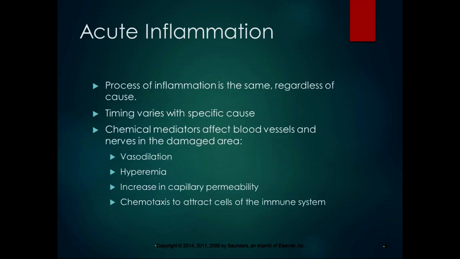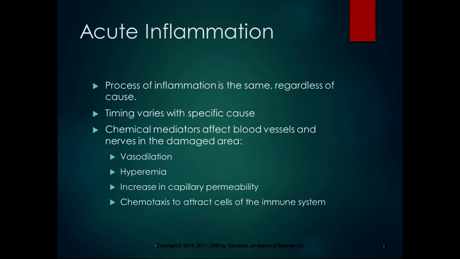So the process of inflammation is the same regardless of the cause, but the timing varies with the specific cause. Chemical mediators affect blood vessels and nerves in the damaged areas, and that gives you vasodilation, hyperemia, which means more blood in the area, an increase in capillary permeability, so those neutrophils and macrophages can get out into the tissues, and chemotaxis to attract cells of the immune system. The chemotaxis is the histamines and bradykinins.